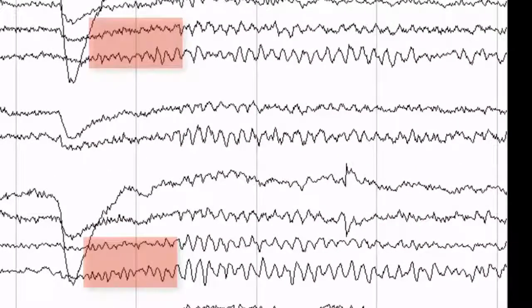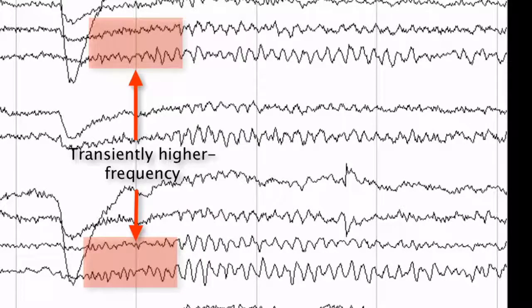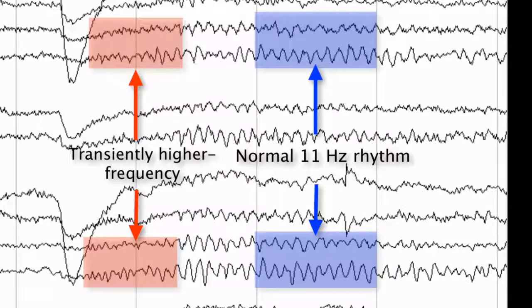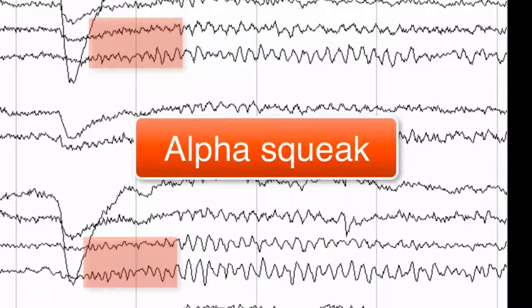Initially, for the first 0.5 to 1 seconds after eye closure, the rhythm in the posterior aspect of the head is much faster than the normal 11 Hz alpha rhythm. It is approximately twice as fast before returning to the normal 11 Hz baseline. This is called alpha squeak. This name dates back to the era of paper EEG recording. At that time, EEG was recorded on paper with multiple pens being deflected at the same time. If the pens were deflected up and down very quickly, secondary to a high-frequency brain rhythm, they would generate a squeaking sound as they moved across the paper. Hence, alpha squeak.